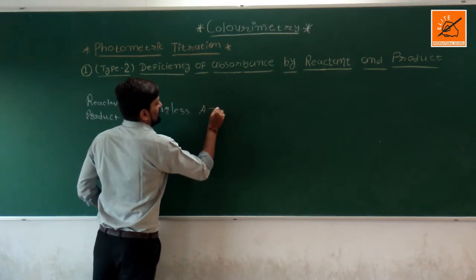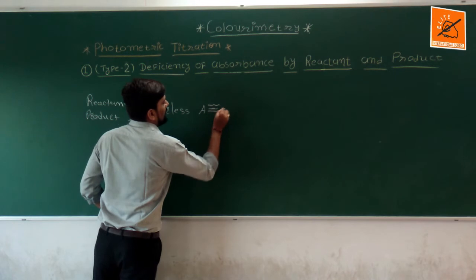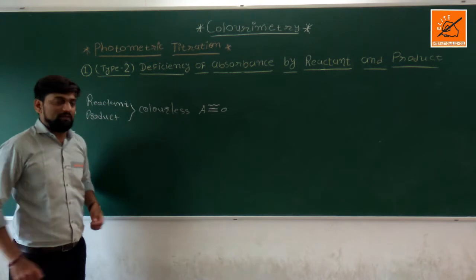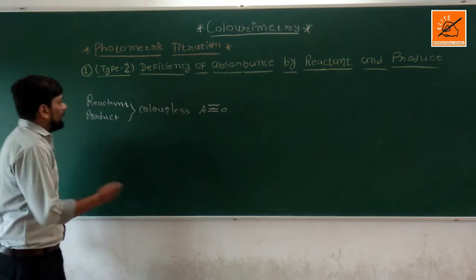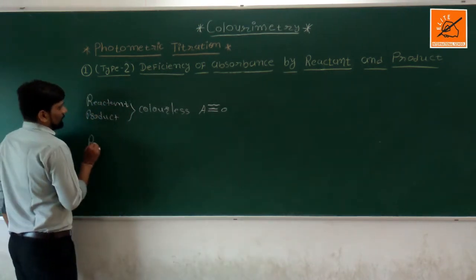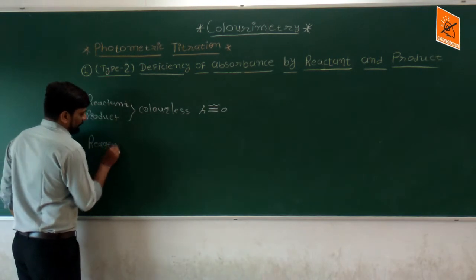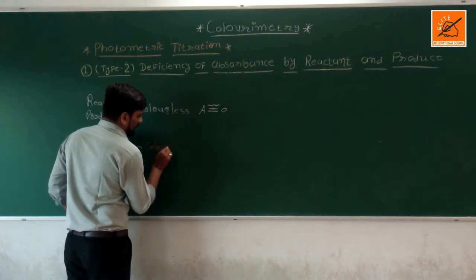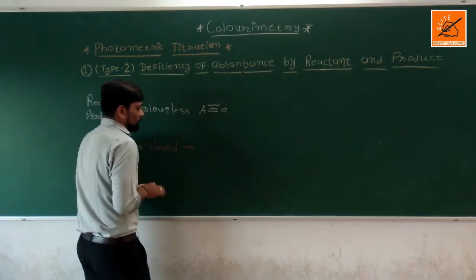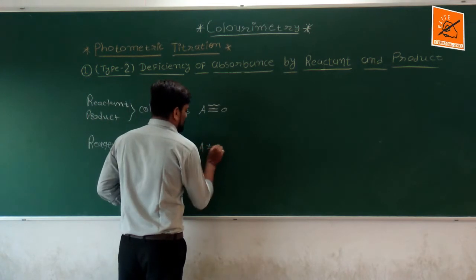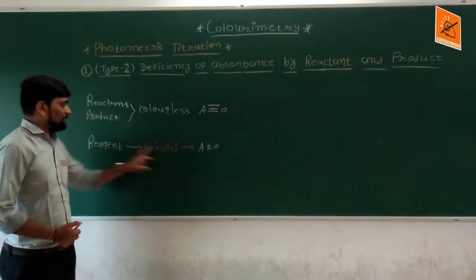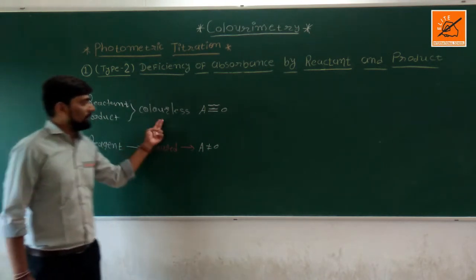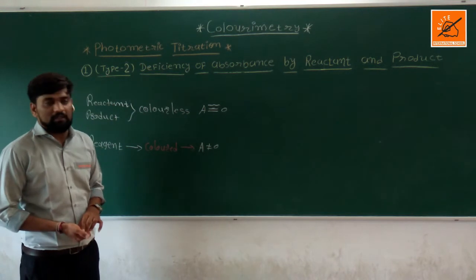At this time the absorbance is approximately 0. When the reactant and product are colorless, at that time the absorbance is approximately 0. And the third component is the reagent. The third component, the reagent, is taken as a colored compound. So this reagent is colored, and it gives some absorbance value. That's why the absorbance does not equal 0. Here the reagent is colored. When the reactant and product are both colorless, the absorbance is approximately 0.